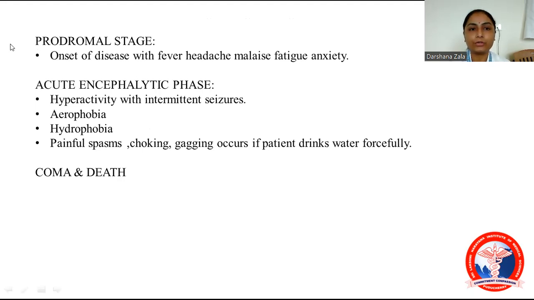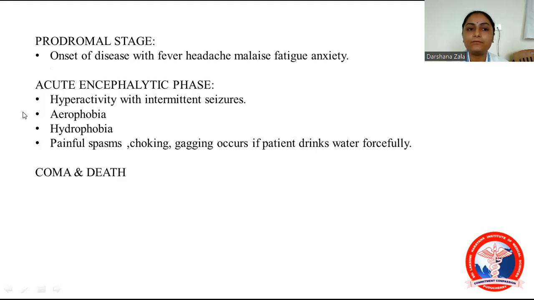First is the prodromal stage, in which the features will be fever, headache, malaise, fatigue, and anxiety. The second stage is the acute encephalitic phase, in which the patient will have neural involvement. Because of that, hyperactivity will be seen with intermittent seizures. Another feature is aerophobia.